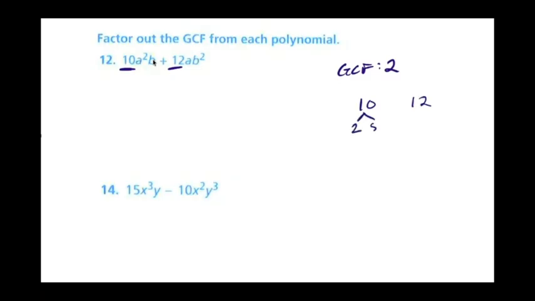10 is 2 and 5. That's it for 10. 12 is 2 times 6. I could break down 6 to 2 and 3. I have 2 squared times 3. What do they have in common? All they have in common is that 1, 2. That's all they have in common. I'm going to put a 2 on the outside.